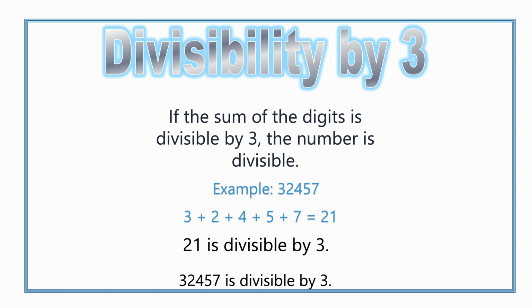Divisibility by 3. If the sum of the digits is divisible by 3, the number is divisible. Example, 32,457. We can take each digit and add them together. 3 plus 2 plus 4 plus 5 plus 7 equals 21. 21 is divisible by 3, so we know the number 32,457 is divisible by 3.